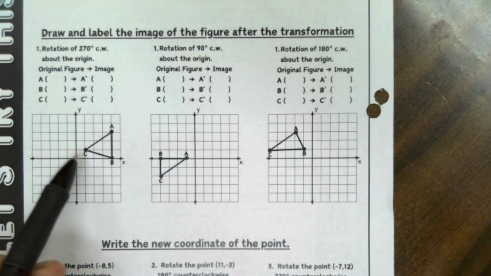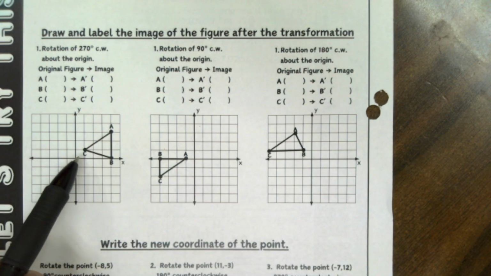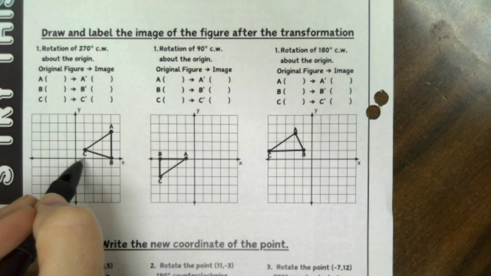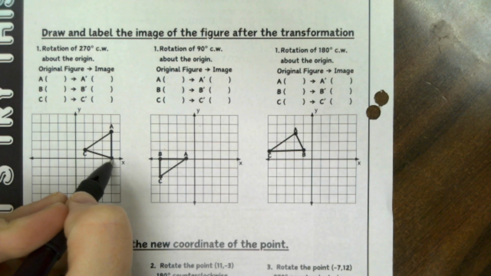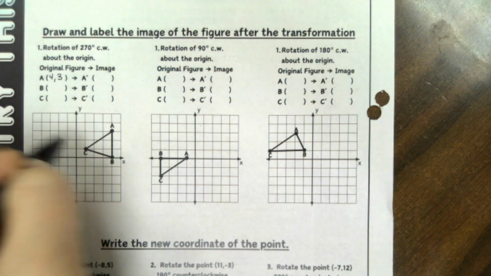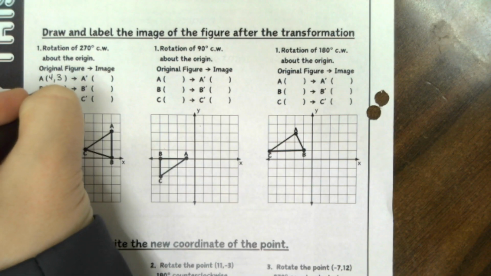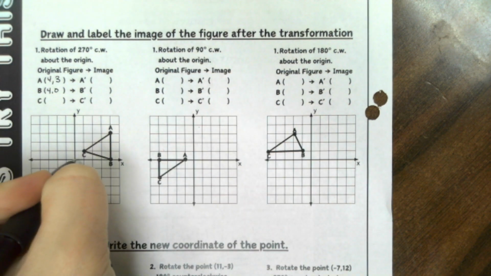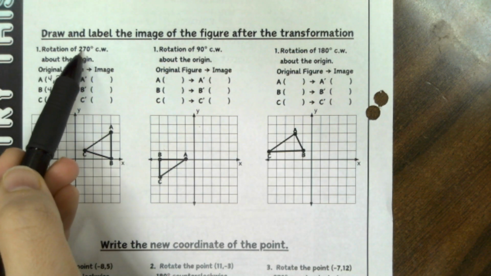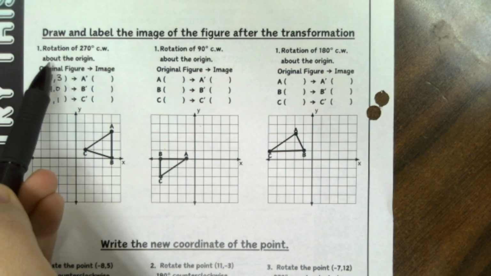Here's my original figure, and you need to plot the points just like you did when we were doing reflections. Let's do one of these together. 1, 2, 3, 4; 1, 2, 3. So this is (4, 3). This one is (4, 0). And this one is (1, 1). It says rotation of 270 degrees clockwise about the origin.